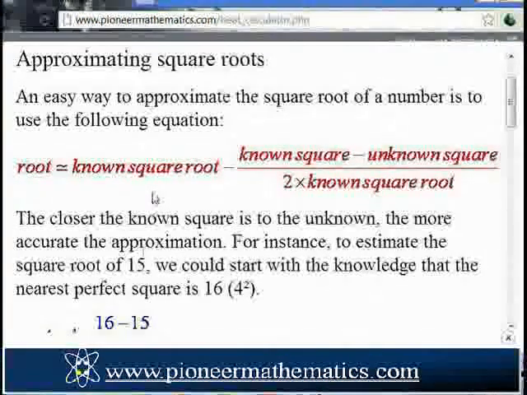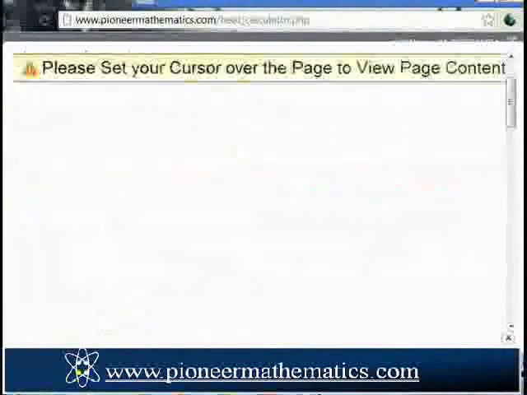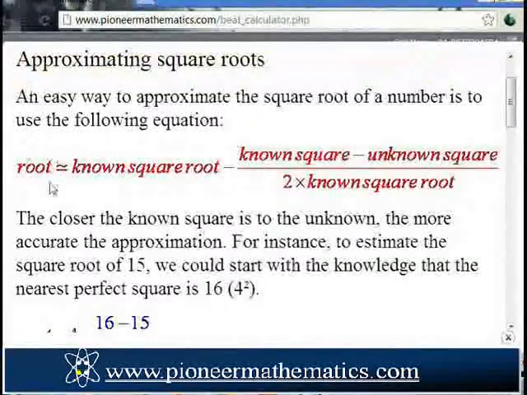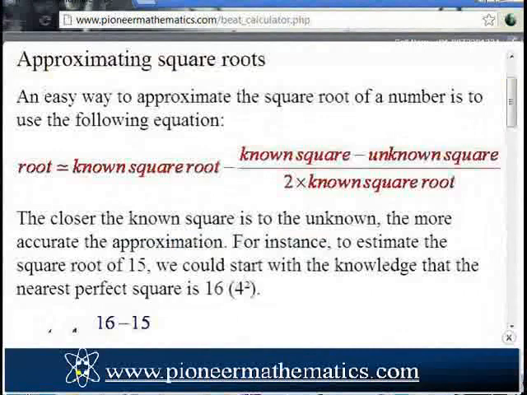Let us see an important method for square root using this formula. Square root for a 2-digit or 3-digit number is known as the approximating square root method. Now how to use this? The square root of a number is equal to known square root minus (known square minus unknown square) upon 2 into known square root, from the site pioneermathematics.com. Now how to use this formula? Let us see.